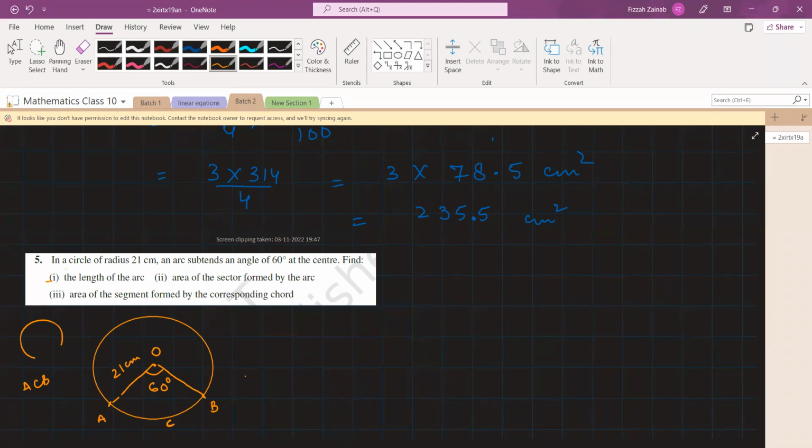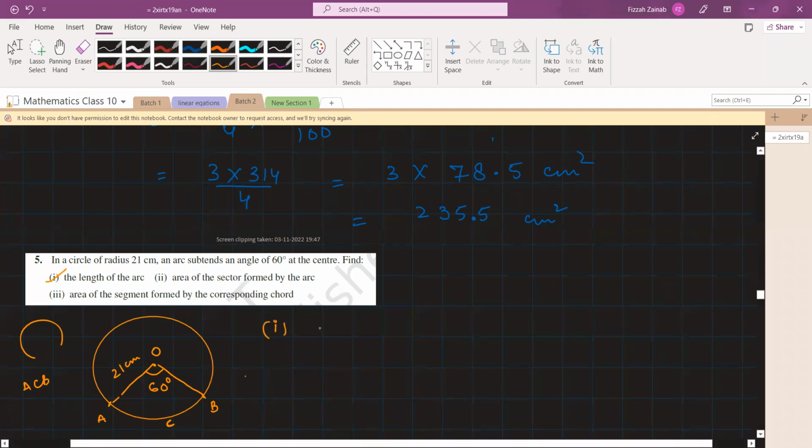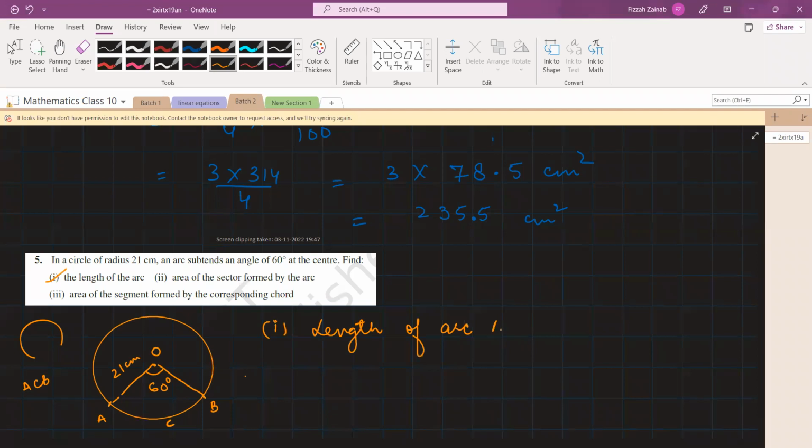So first of all, let us find the length of the arc. So Robin, length of the arc also has a formula you can note. Theta by 360 into 2 pi r. Exactly. So ACB is again theta by 360 and circumference of the circle, which is 2 pi r. Right? Now you put it. So 60 divided by 360 into 2 pi r. So 2 into 22 by 7 into radius, which is 21 centimeter.